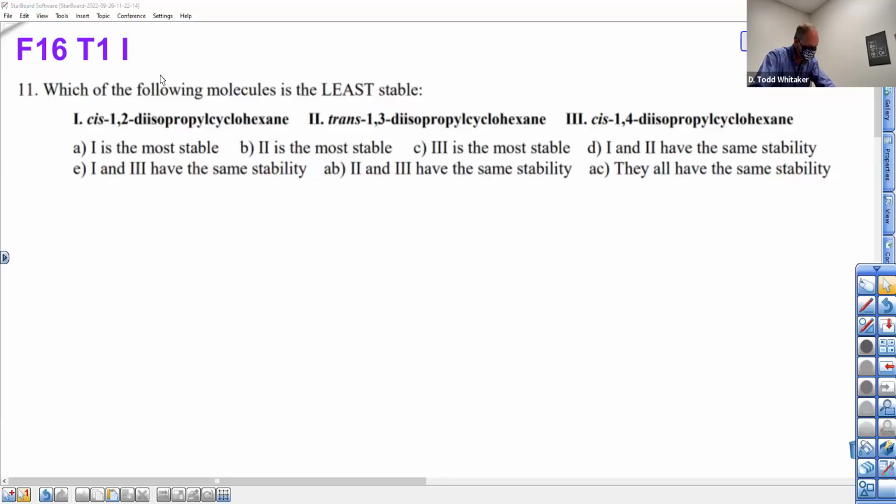We had a request for a chair question from the multiple choice section 1 of fall 16 test 1. The only way to do this question is to draw your chairs. Which of the following molecules is the least stable? Okay, so, chairs here.